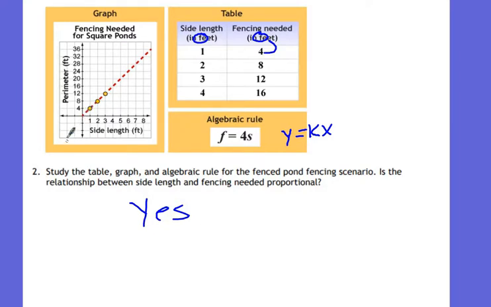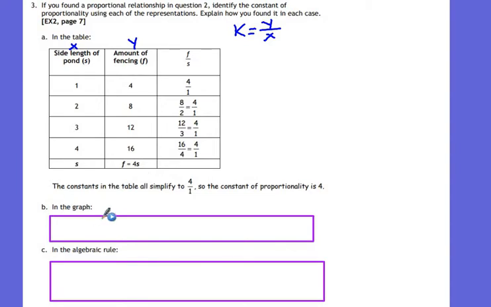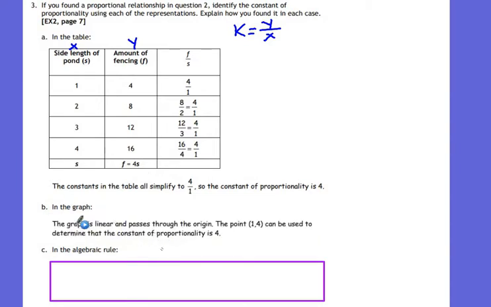But the question also asked me, what is my constant of proportionality? And we know we can always find that in a graph by looking for this famous 1 right there. So where it's 1, what is it hitting on the y? It's hitting 4. So that is how I know my constant of proportionality. I know it's proportional because it's linear and passes through the origin. And the point (1, 4) can be used to determine that the constant of proportionality is 4. We found that as well from the graph.